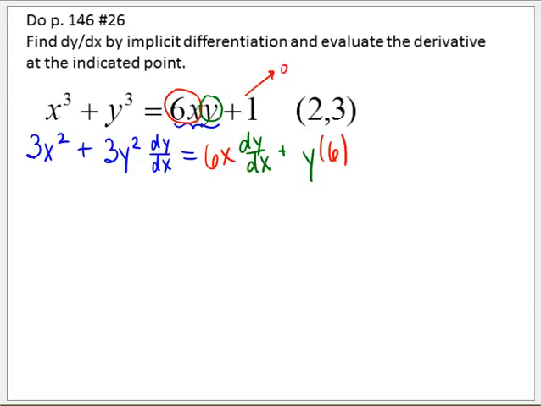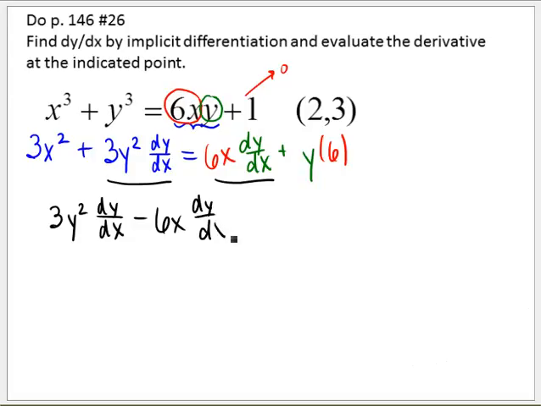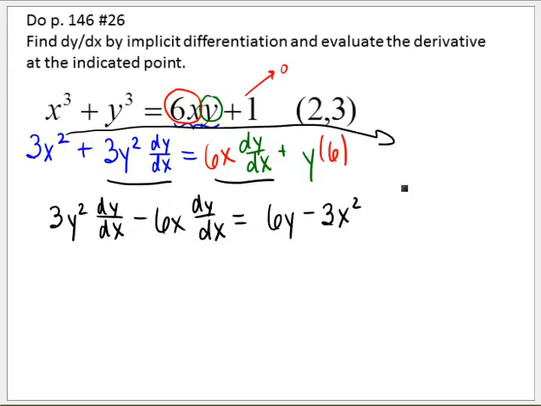Collect my dy over dx's on one side. So I'm going to move everything to the left-hand side. That's a dy over dx. So I'll have 3y squared dy over dx minus 6x dy over dx equals, I'm going to move my 3x squared to the other side. So I have a 6y minus 3x squared.